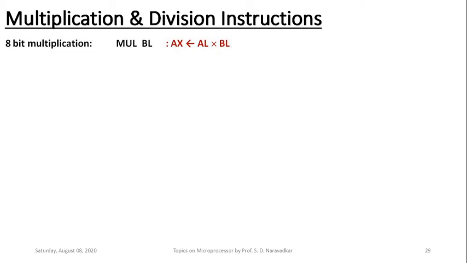What about the second operand here? The second operand by default will be taken from the 8-bit accumulator. As my one operand specified, register BL, is 8-bit, the second operand will be taken by default from the 8-bit accumulator, that is the contents of the AL register. So BL multiplied by AL will be carried out.